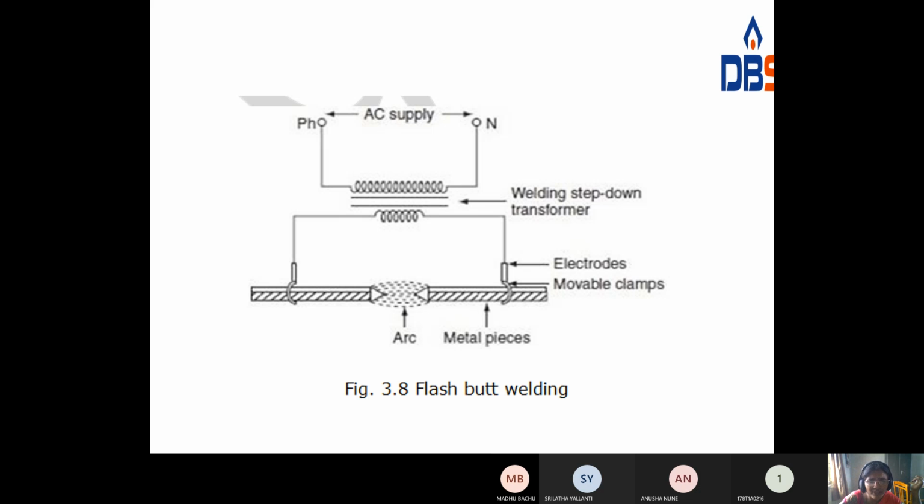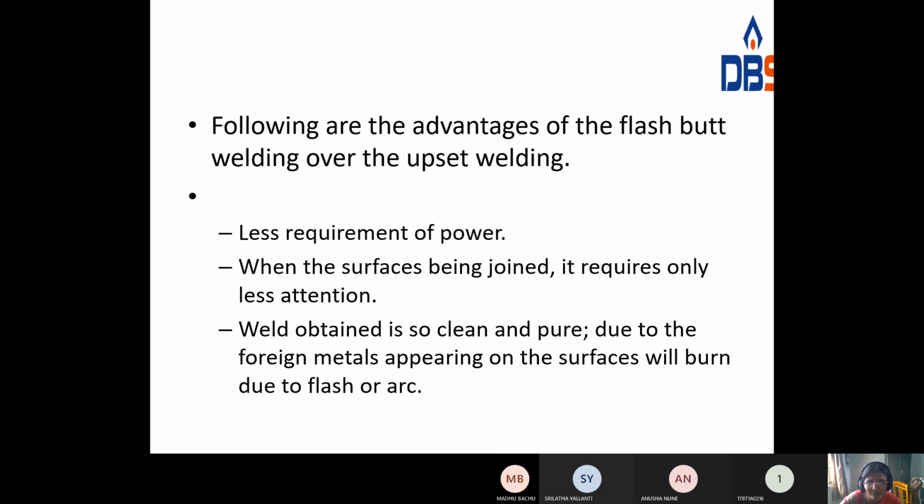So the following are the advantages of flash butt welding over offset welding. What are those? Less requirement of power. It requires less power. When the surfaces are being joined, it requires less attention during the welding process. The weld obtained is clean and pure, because foreign metals appearing on the surfaces burn off due to the flash or arc. So these are the advantages of flash butt welding.